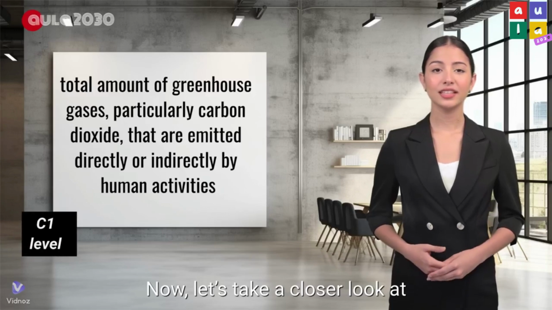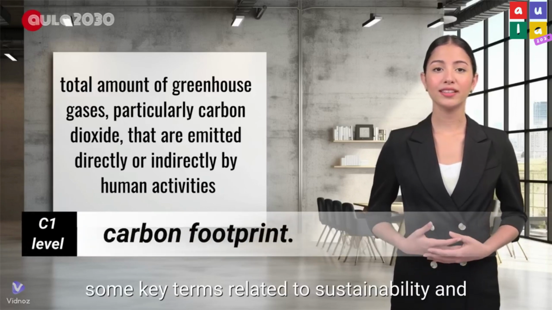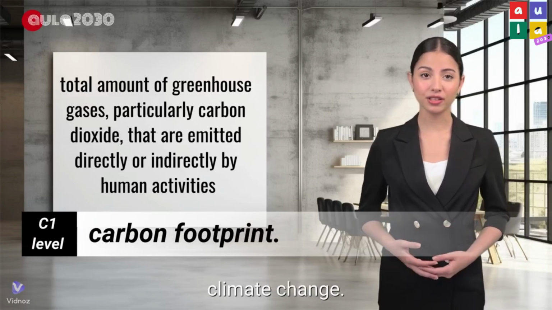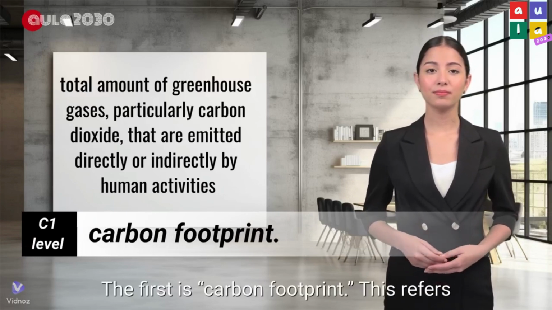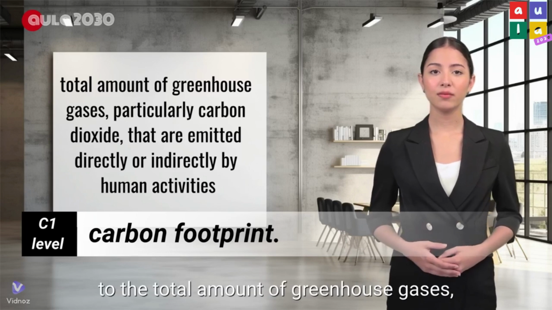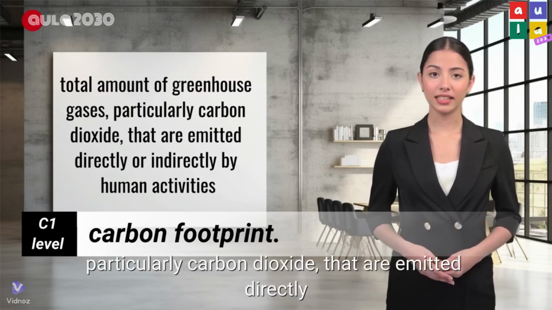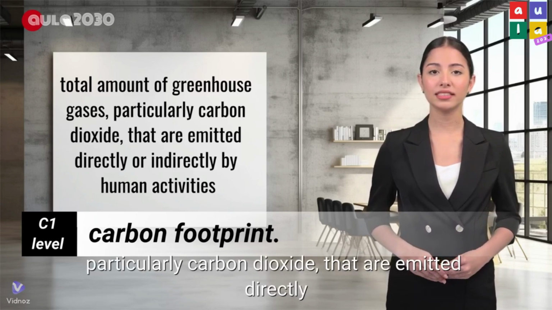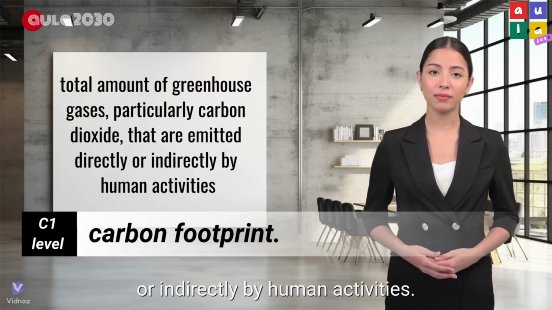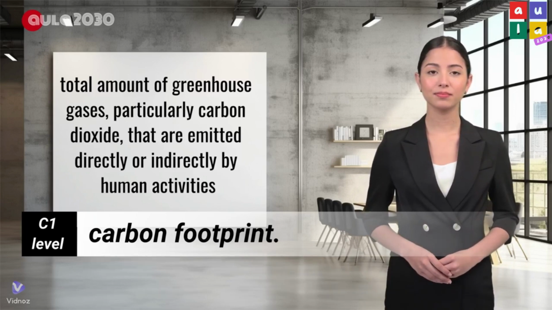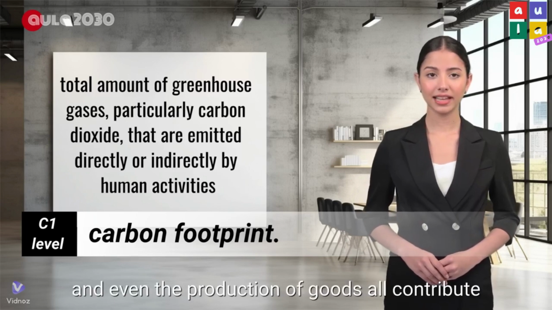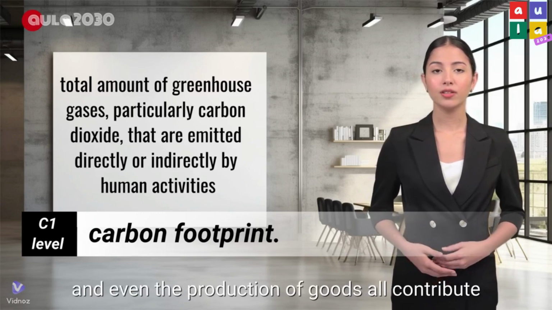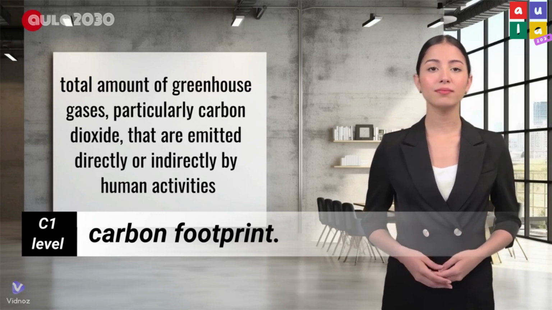Now, let's take a closer look at some key terms related to sustainability and climate change. The first is carbon footprint. This refers to the total amount of greenhouse gases, particularly carbon dioxide, that are emitted directly or indirectly by human activities. For example, driving a car, using electricity, and even the production of goods all contribute to our carbon footprint.